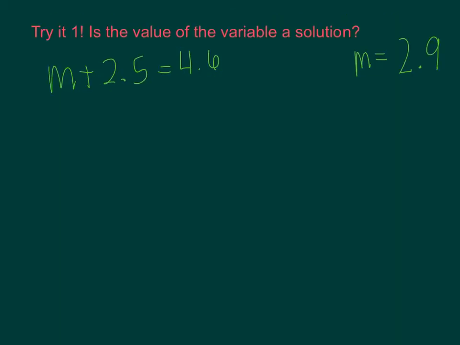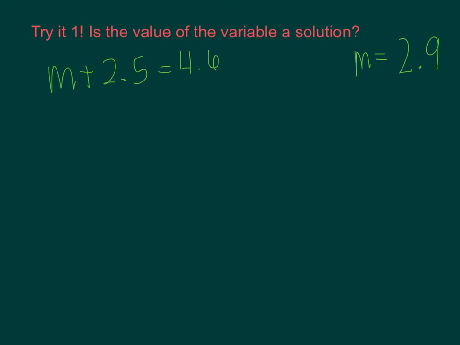Okay, so I'm going to give you 3 try problems plus 1 story problem at the end. So I want you to go ahead and pause the video. If you can, is the value of the variable a solution? Here's the value. They said m equals 2.9. Yes or no? Is this a solution or not a solution for our equation m plus 2.5 equals 4.6? Pause, try it, push play, and watch.